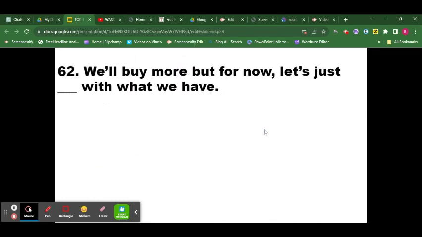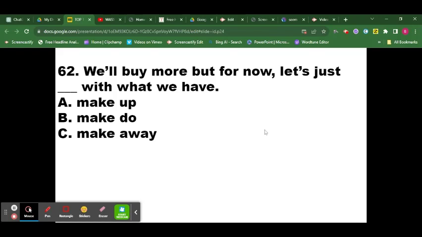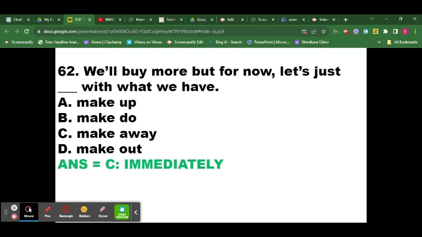62. We will buy more, but for now, let's just dash with what we have. A, make up. B, make do. C, make away. D, make out. The correct option is B, make do. Okay, when you make do with what you have, it means you manage it. That is also a phrasal verb, and this is a phrasal verb with two particles. The verb is make, and then another, make do with. Okay, so it simply means to manage something that is inadequate.